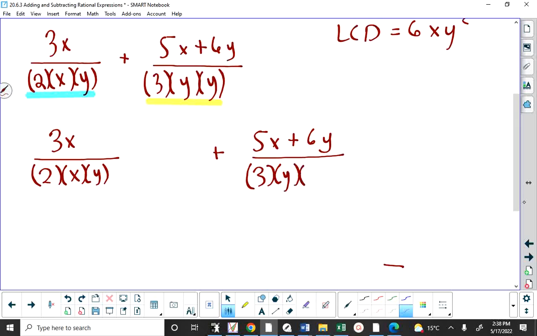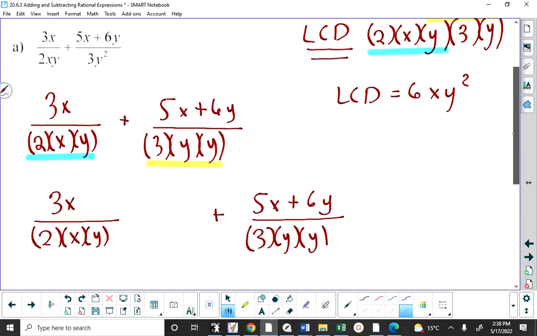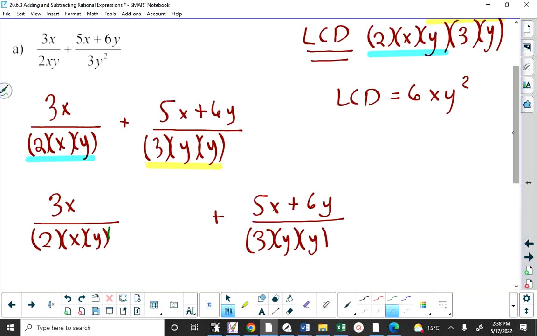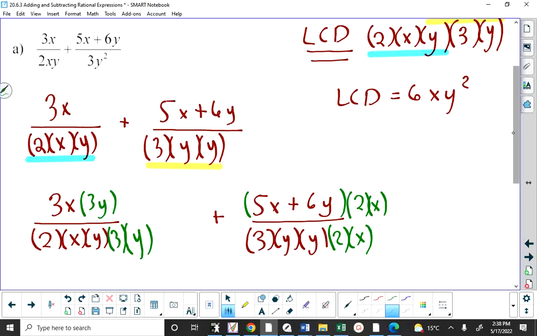And one final comment before I finish my explanation for this. You certainly do not need to write the 2xy the way I did, and you don't need to write the 3y squared the way I did. Okay, so there's our lowest common denominator peeking up at the top. There are all of the factors. What do I have to multiply this denominator by to turn it into the new denominator? Well, I just have to add all of the factors that aren't there, that are in my common denominator. I need a factor of 3 and another factor of y. So I multiply the top by 3y. Here I'm missing a 2 and an x. So I multiply the top by a 2 and an x. And notice I put the 5x plus 6y in brackets.